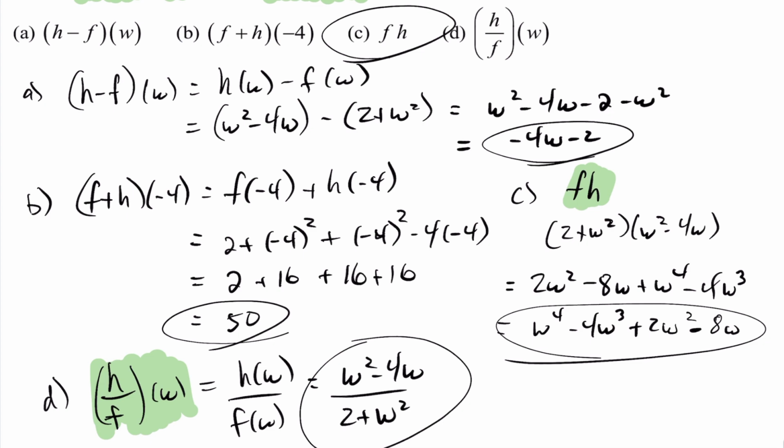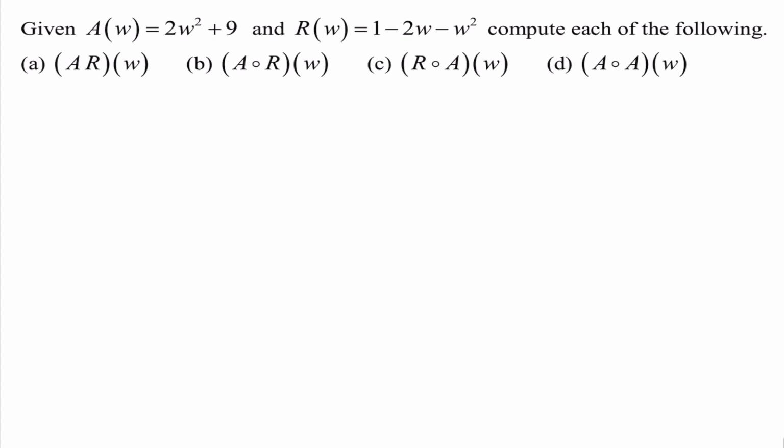All right, let's take a look at some more questions. So one final question working on our function notation here. They give us two functions here. Function A is 2w squared plus 9, and function R is 1 minus 2w minus w squared, and they want us to compute the following here. So you'll notice here we're not computing any values. They're just creating new functions. So let's go ahead and do that.